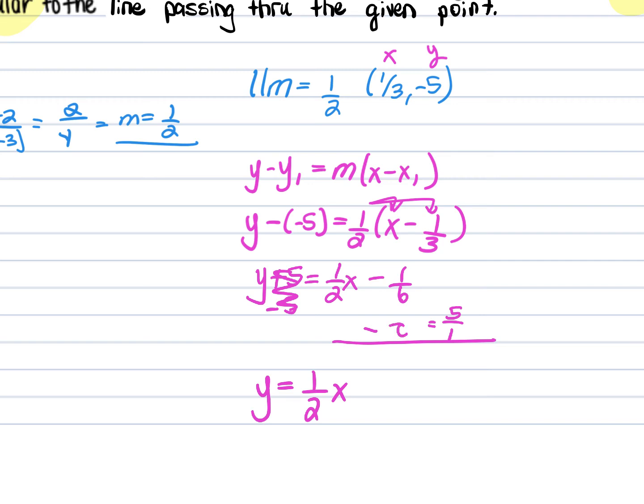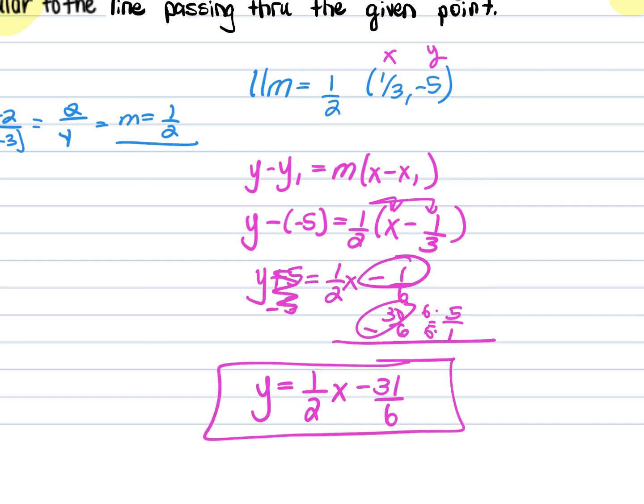6, okay? So I'm going to change 5/1 to sixths. How many sixths are in 5/1? 30. Okay. I multiply the bottom by 6, right? 1 times 6 is 6. What you do to the bottom, you do to the top. So 5 times 6 is 30. So if I have a -1 and a -30, that gives me what? -31/6. That is my y-intercept.